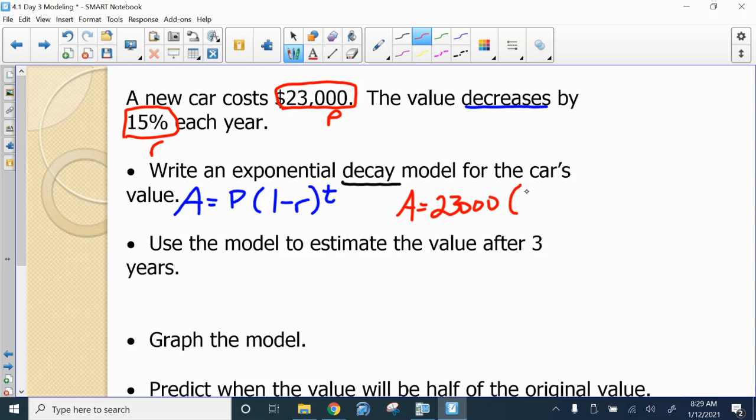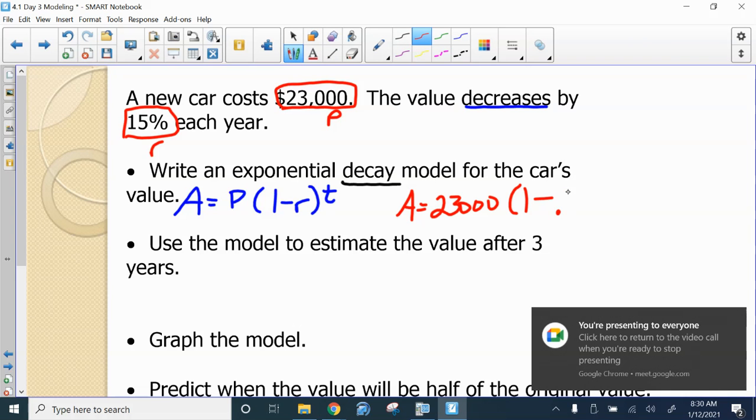So really, this is just saying 23,000, 1 minus, I need to change 15% to a decimal. So what's 15% as a decimal going to be? 0.15. Beautiful. There we go. And there's our answer. There's our model. That's all I want.